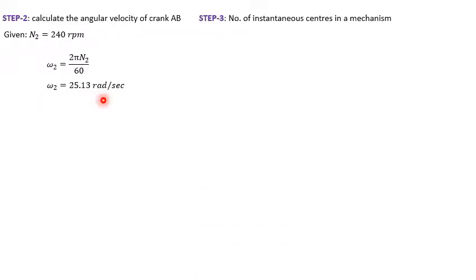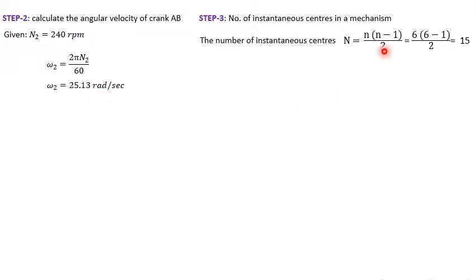So number of instantaneous centers in a mechanism. In order to find the number of instantaneous centers in a mechanism, we have to make use of the relation capital N is equals to small n into n minus 1 by 2. Since for the given mechanism we have 6 links, therefore in place of small n substitute 6 into 6 minus 1 by 2, so therefore 15. Number of instantaneous centers for the given mechanism is 15.